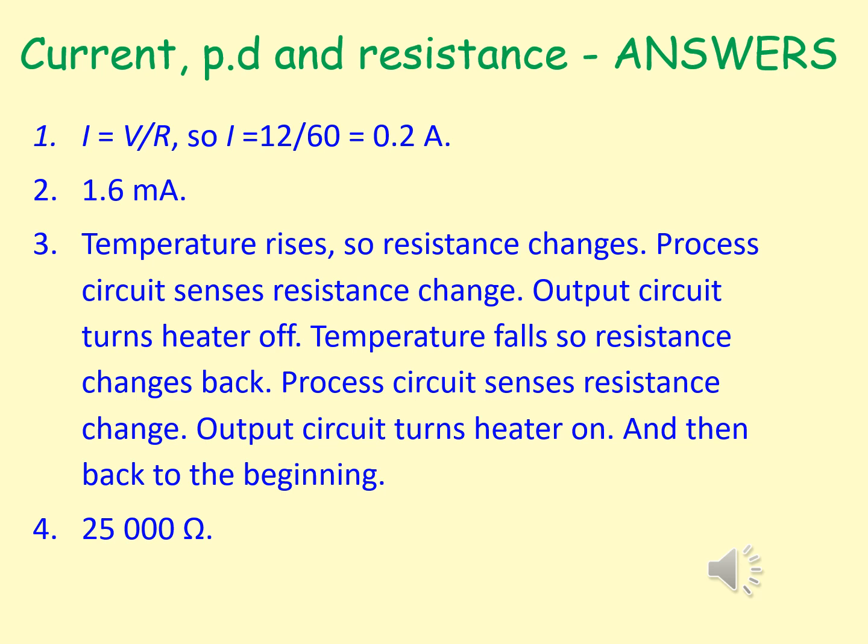The process circuit senses the resistance change. The output circuit then turns the heater off. The temperature falls, so the resistance changes back. The process circuit then senses the resistance change, and the output circuit then turns the heater on, and then back to the beginning. So we're maintaining the temperature. And for question number 4, the answer you should have got was 25,000 ohms.